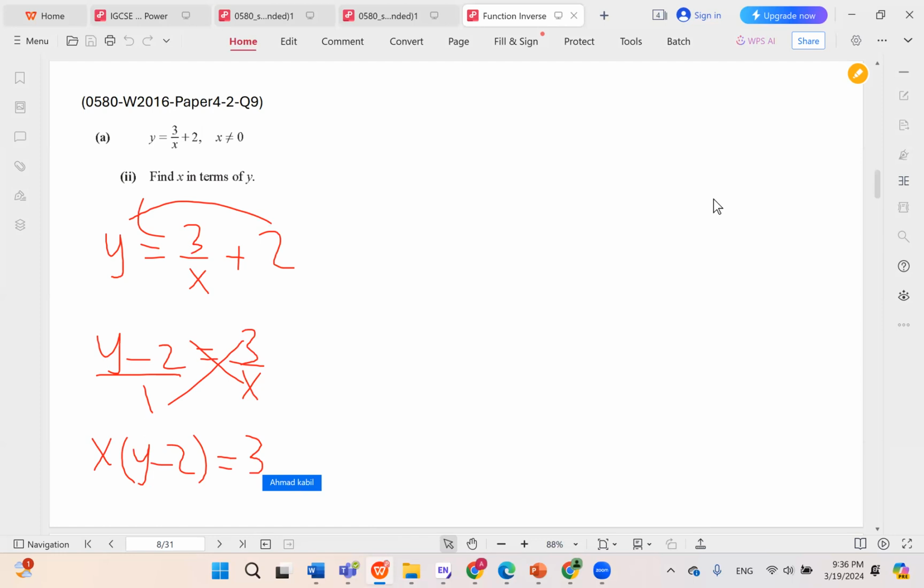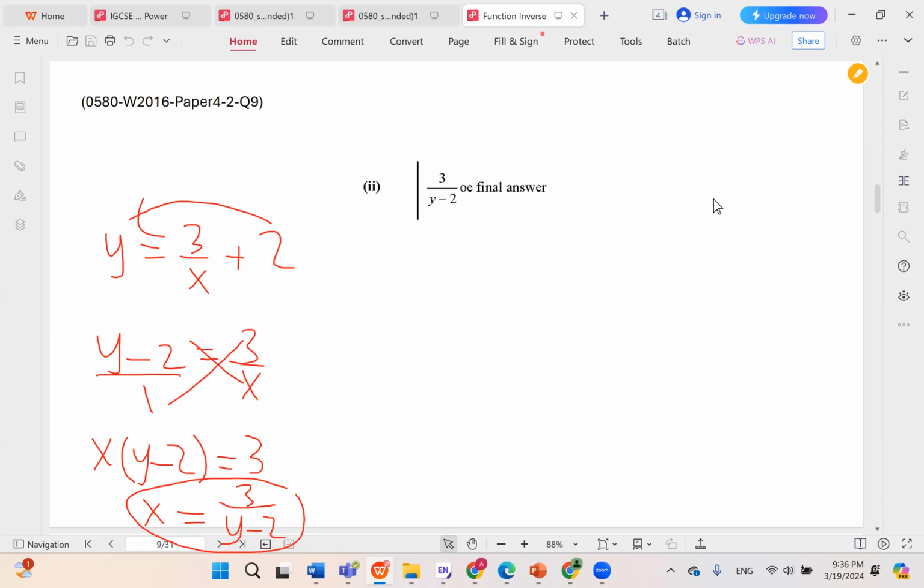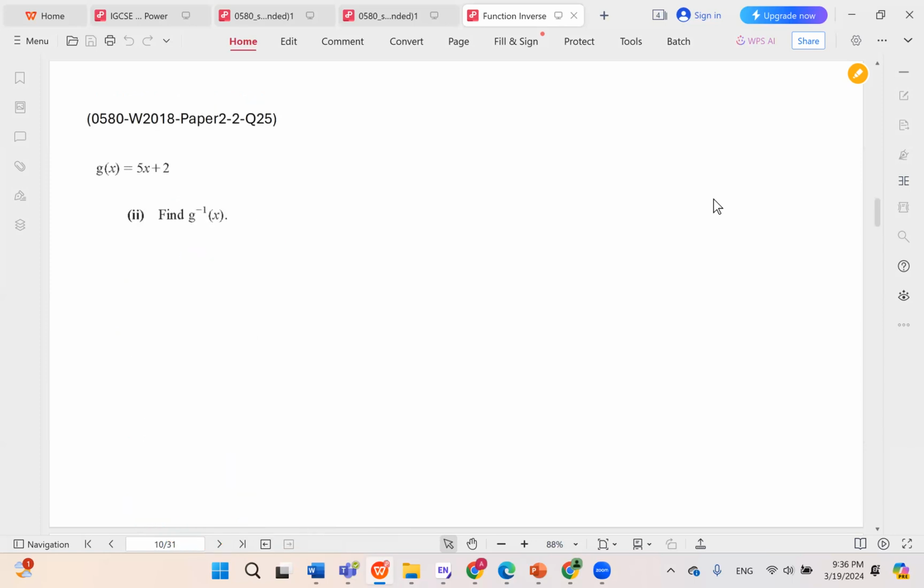And then finally, we get x equals 3 divided by y minus 2. And that would be the final expression. 3 divided by y minus 2 is the correct answer here.